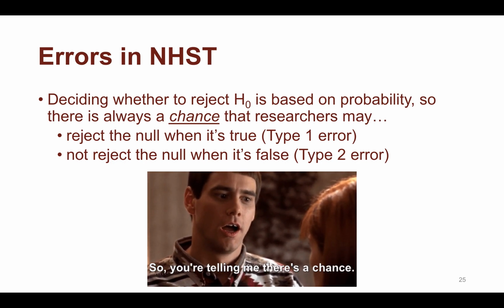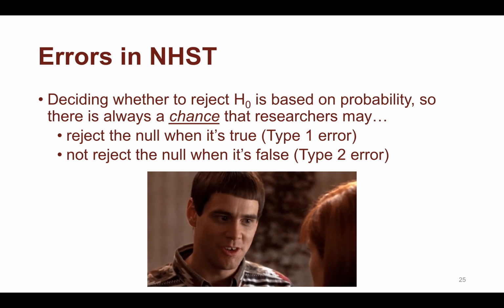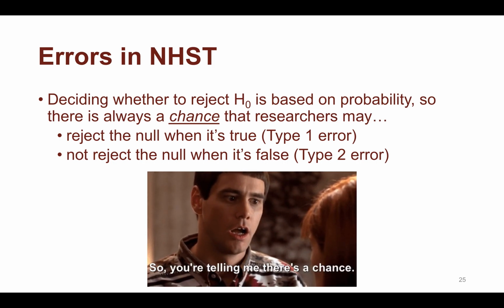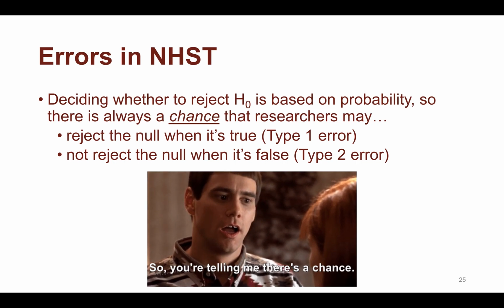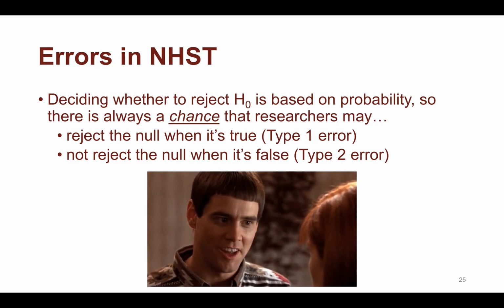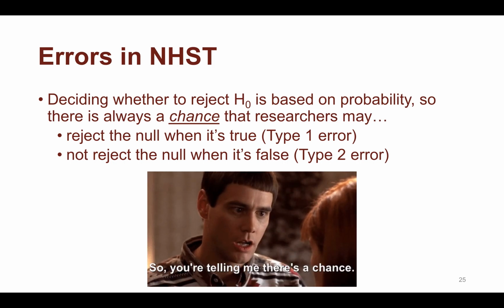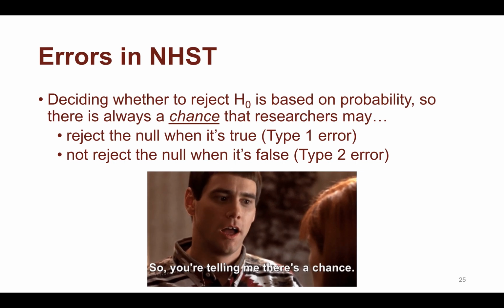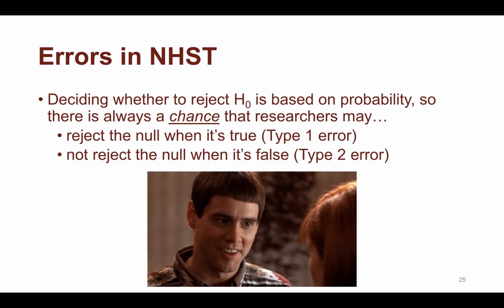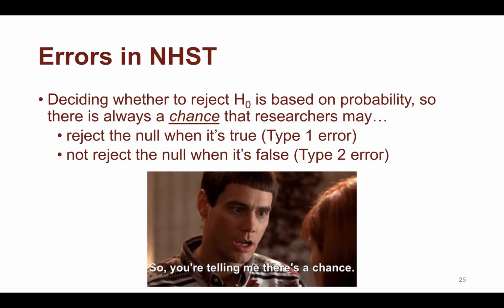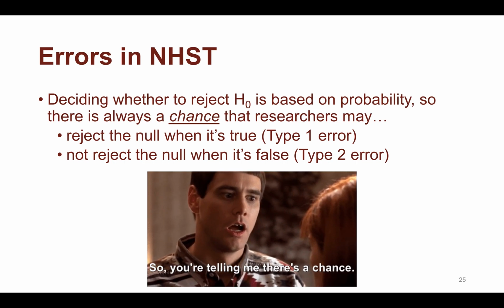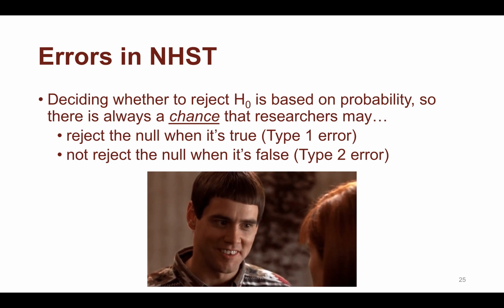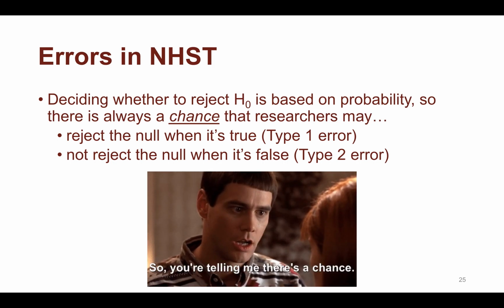So it is possible to make errors of decision in null hypothesis testing. Keep in mind that the decision whether to reject the null hypothesis is based on probability, so there is always a chance that researchers could reject the null hypothesis when it's actually true, which is a type 1 error, or a researcher could not reject the null hypothesis when it's false and when they should reject it, and that would be a type 2 error.